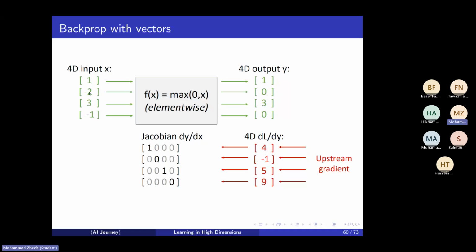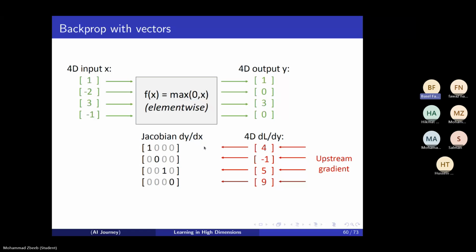Same for -2, but -2 is flowing to 0. Flowing to 0, we're going to have no effect on the cost function. So d0 by -2, 0, and 0 for every other element. So I'm going to have a row of zeros. This element is not affecting the cost function at all. For the 3, like the first example, it's 1. For the -1, it's 0, like the second element. And this is the Jacobian matrix, which is the local gradients dy by dx.